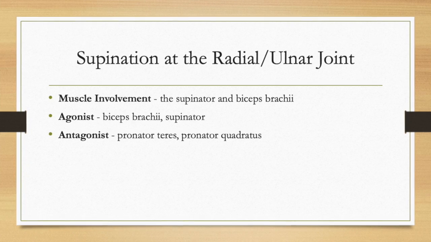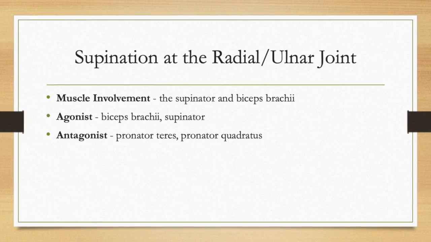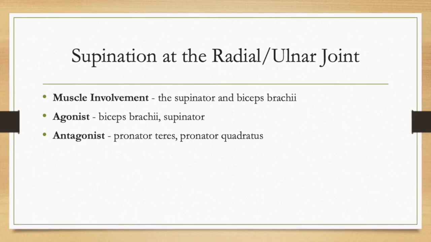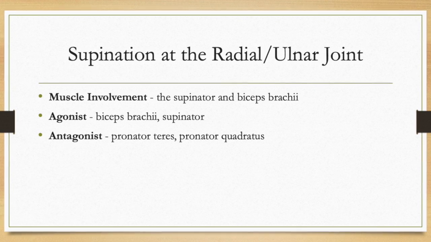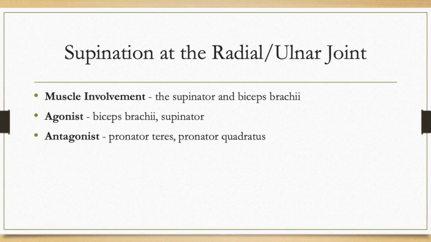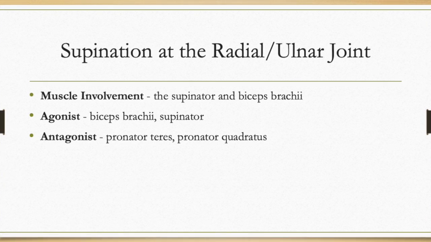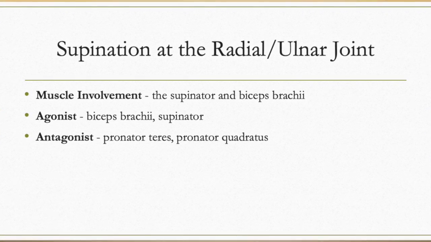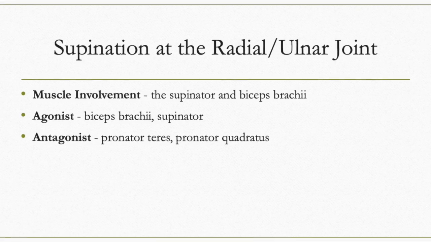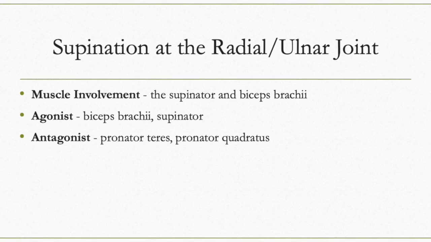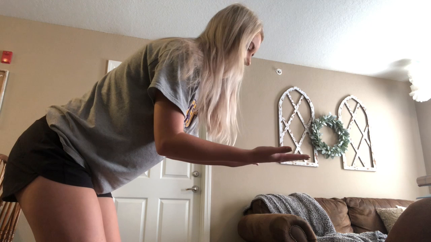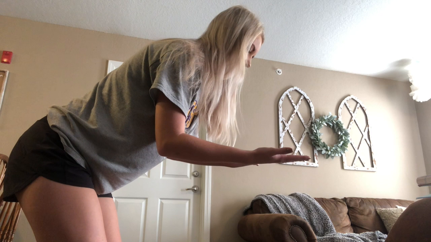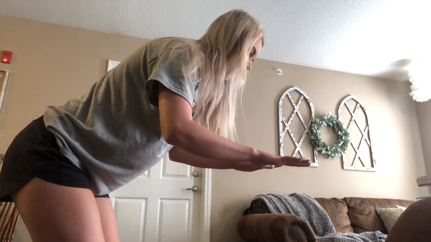Next is supination at the radial and ulnar joint. Supination at the radial and ulnar joints muscle involvement is the supinator and the biceps brachii. The agonist is the biceps brachii and the supinator, and the antagonist is the pronator teres and the pronator quadratus. Again, supination is just where you're bringing your palms up in this movement.